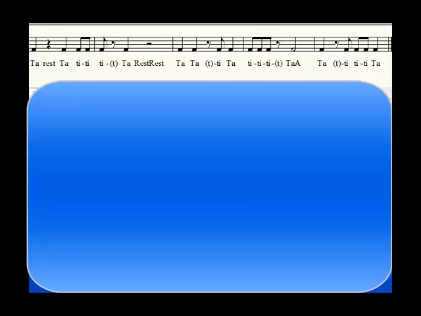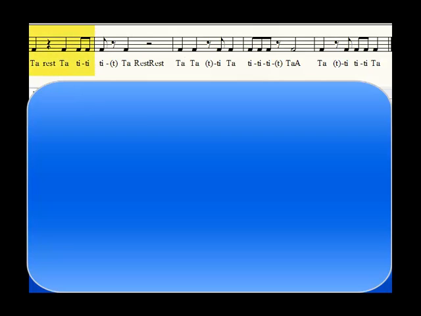That's right. Now let's move backwards again to the third bar. And here we go. Ta, ta, ti, ta. We've seen that bar before in the previous example. Let's do that third bar again. Here we go. Ta, ta, ti, ta. Good job. Now, let's try it one more time from the beginning.